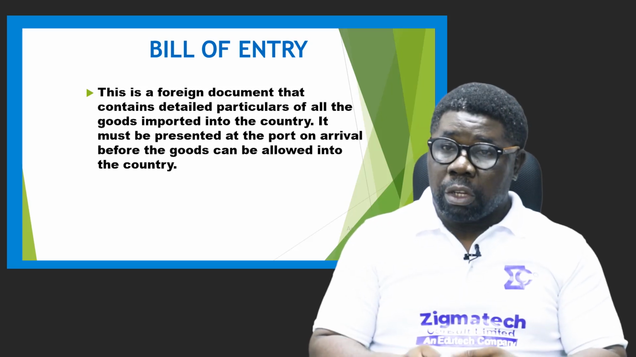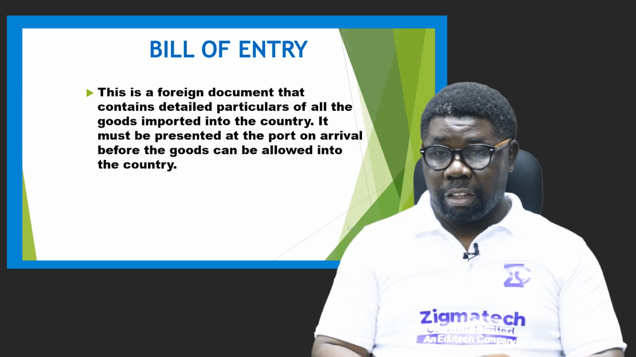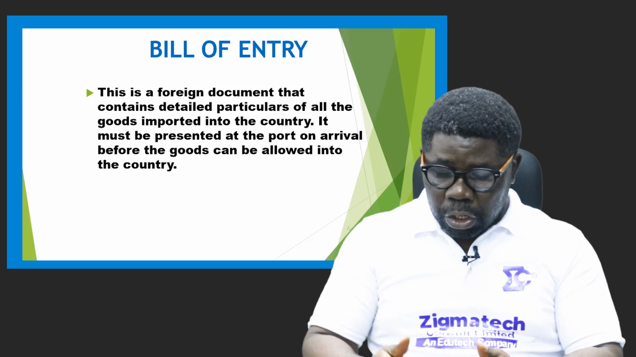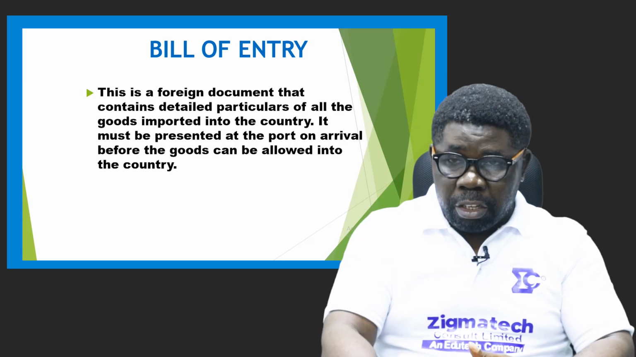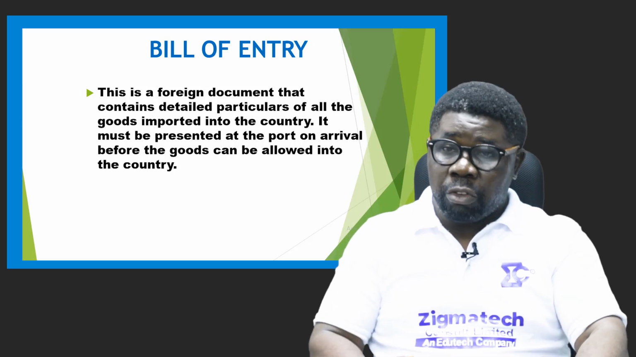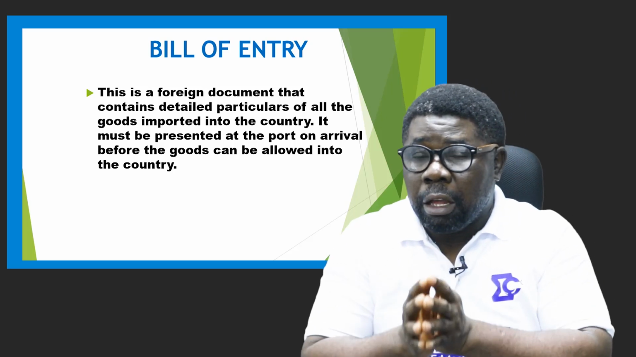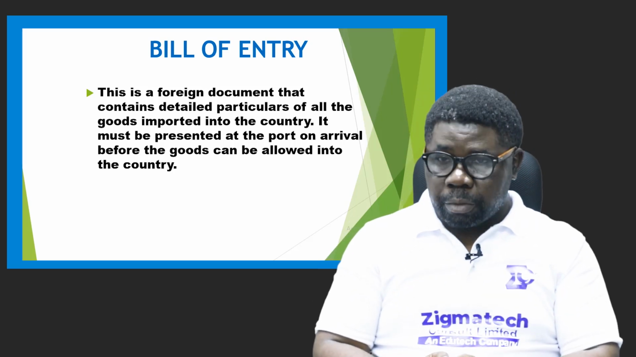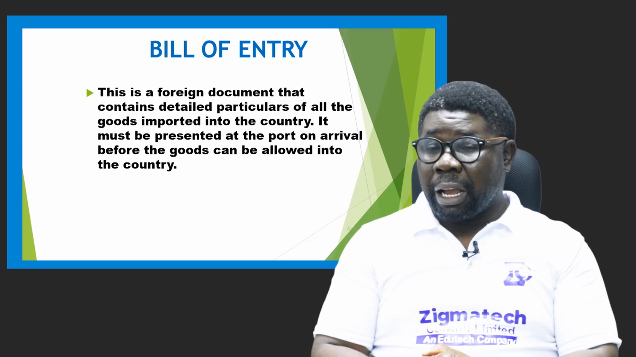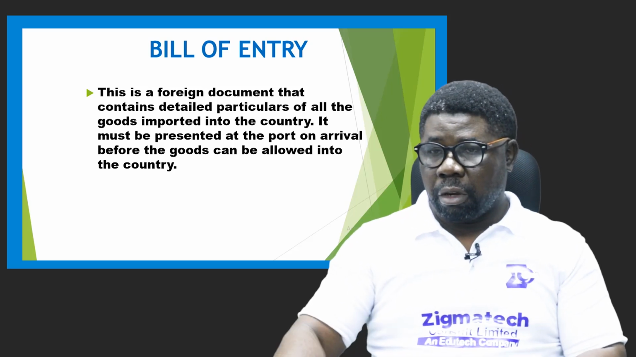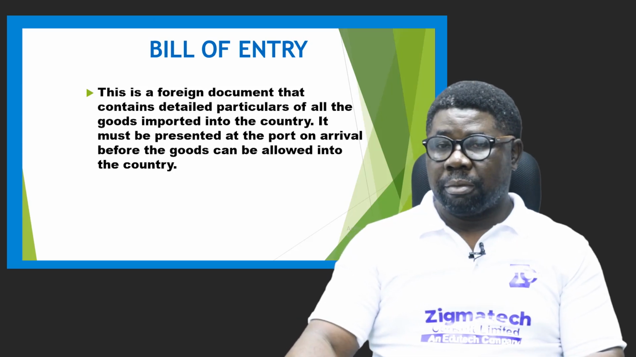So the bill of entry is accompanied by what? Bill of sight. Some documents combine, actually one, two, three, four. They're just like one A, B, C, D, one after the other. They are like that. But they all have to have the same information for a particular cargo. So that's why it must be presented on arrival before the goods can be allowed to enter the country. If not, they won't dock. The ship will not dock.